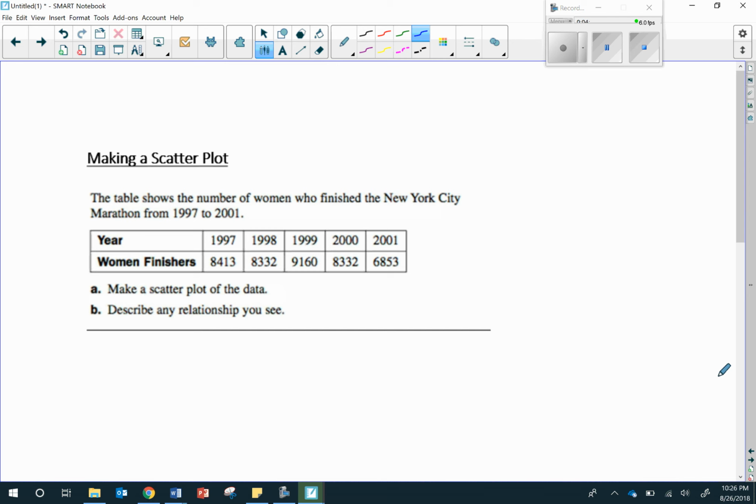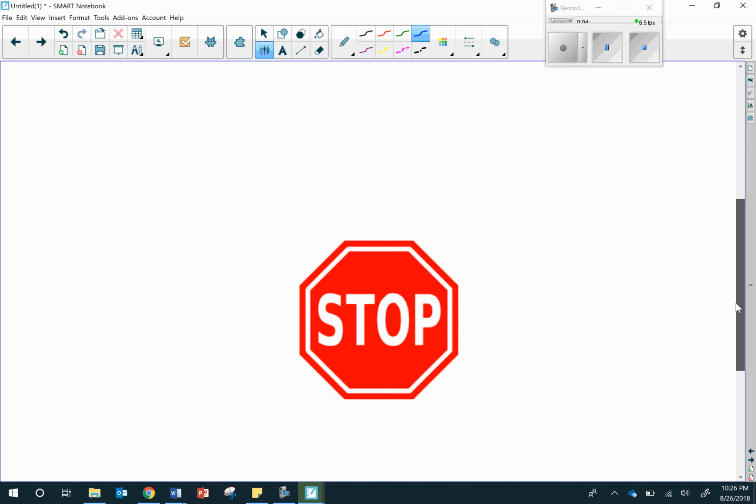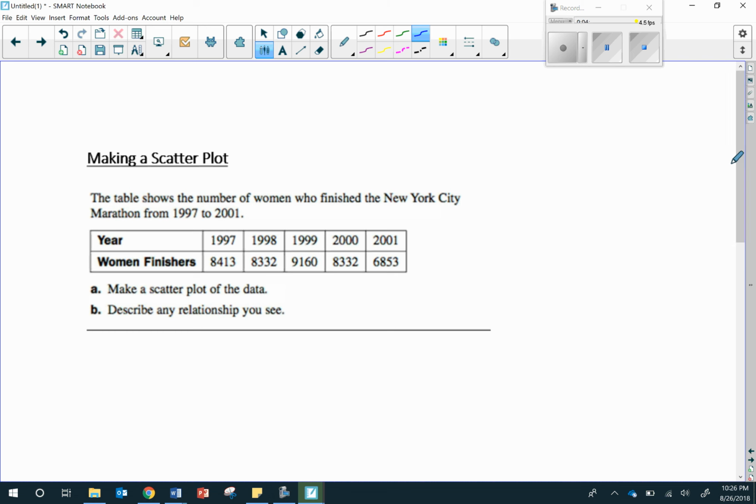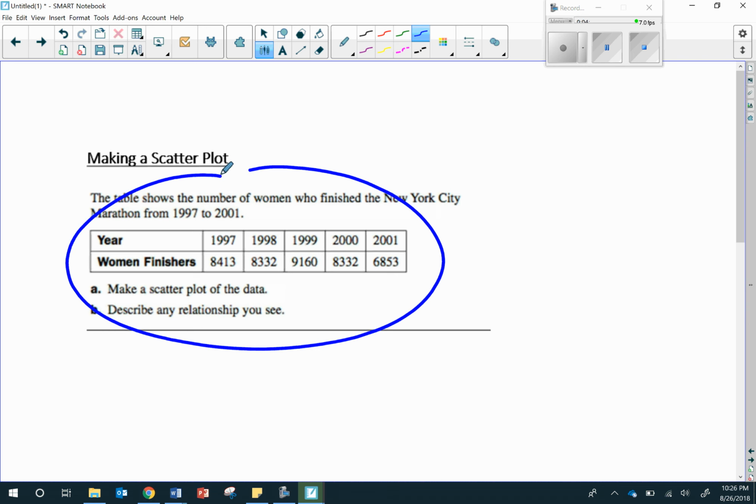Moving right along, we are asked to make a scatter plot. Some of you may have heard of scatter plots before. Some of you this may be new for. A scatter plot is simply using a coordinate plane to display data. So this is our data here, and we're going to use a coordinate plane to display that. Scatter plots can also show a relationship or a pattern between the two sets of data. That's often what they're used for to demonstrate.